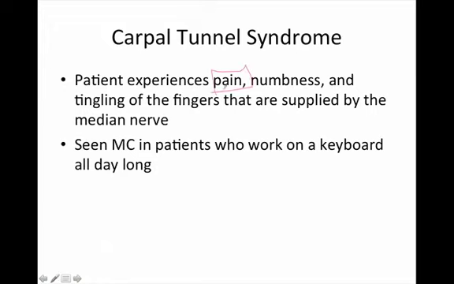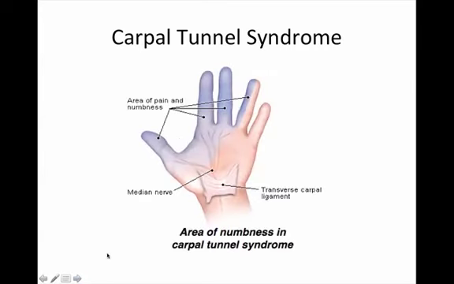Obviously they experience pain. One of the big things is numbness. And don't forget the distribution of the median nerve. Tingling of the fingers that the median nerve supplies is also very common. And as I mentioned, patients who work at a computer all day are most likely to experience this problem. So as we mentioned earlier, the thumb, the index, the middle, and then the medial aspect of the ring finger will be affected.